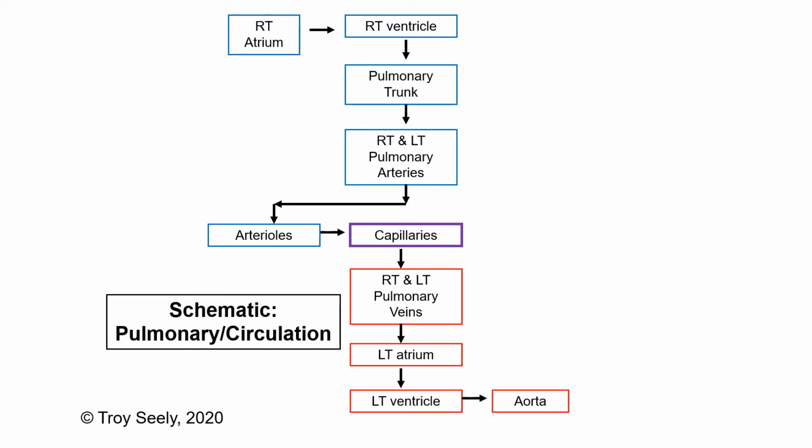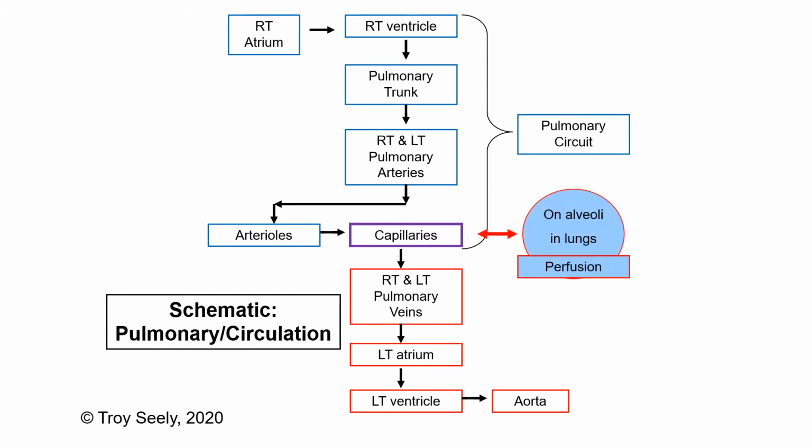So here's a schematic of what we just discussed in terms of pulmonary and circulation interactions. So we have a right atrium that goes to the right ventricle. The right ventricle will in turn go to the pulmonary trunk, and we'll have right and left pulmonary arteries going to these arterioles, which are arguably smaller arteries, and finally capillaries to connect to the alveolus. This is known as your pulmonary circuit. Once the capillaries come in contact with the alveoli in the lungs, there will be this perfusion that occurs, and that is where gas exchange occurs from alveolus to the capillaries and back and forth.